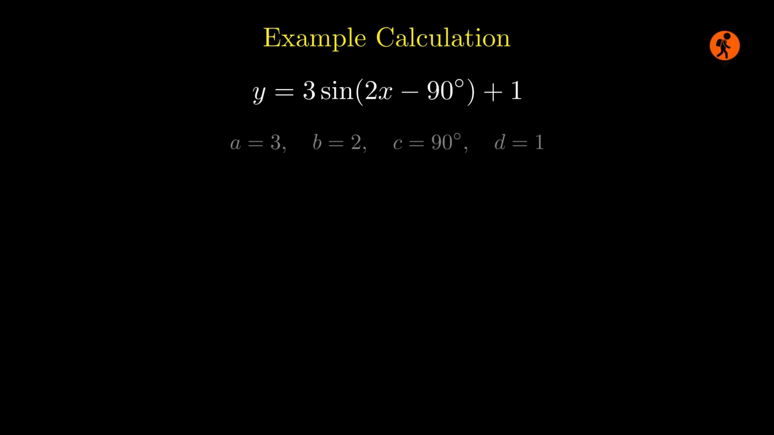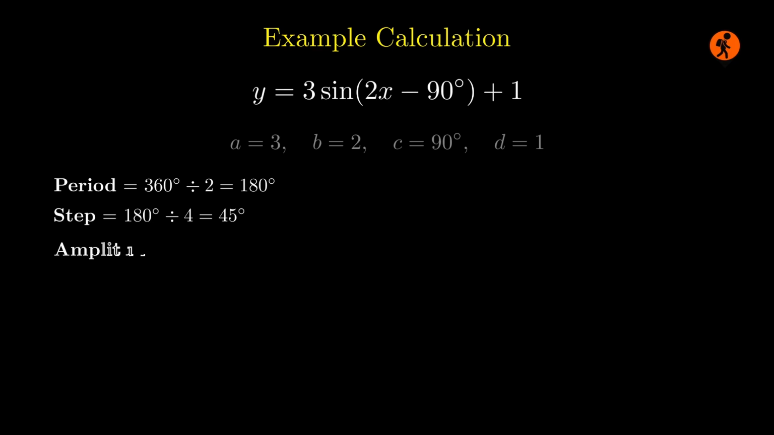Our period is 360 degrees divided by our b value of 2, which gives us 180 degrees. Our step is the period, 180 degrees, divided by 4, which equals 45 degrees. The amplitude is the absolute value of 3, which remains simply 3.